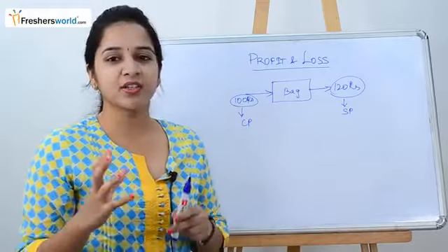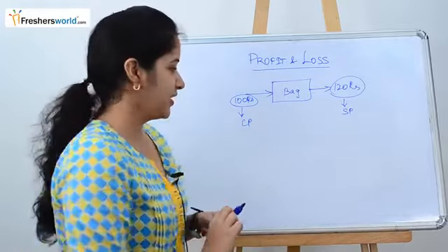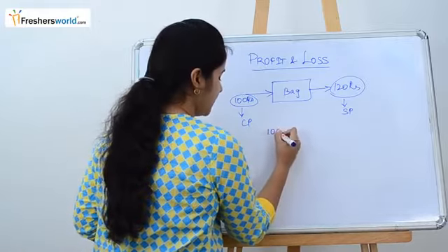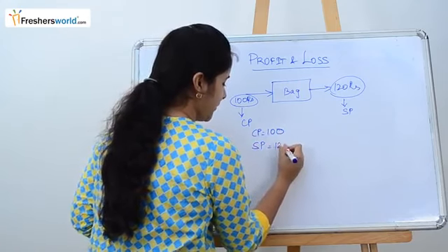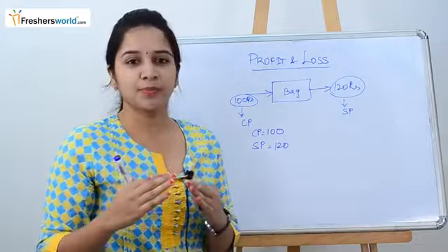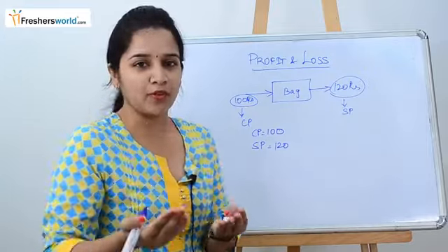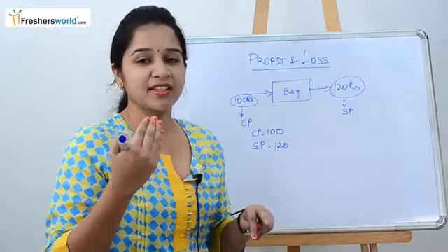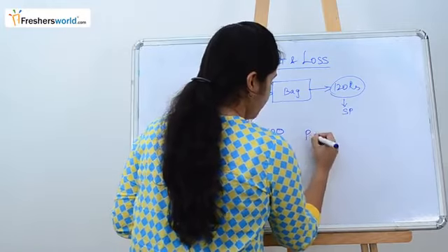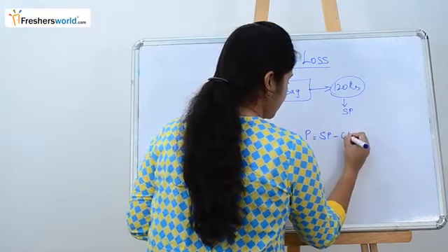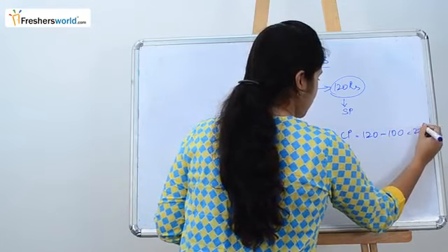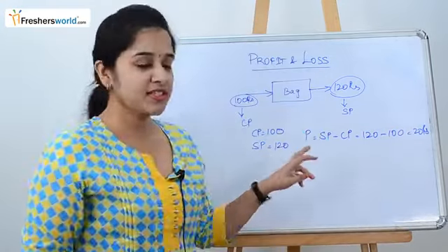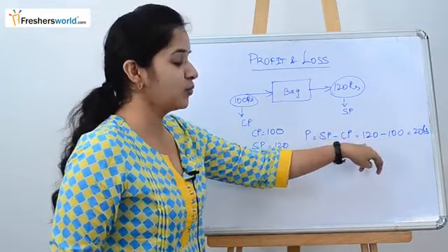So there is another concept called profit and loss. You got it for 100 rupees. Your cost price is 100 rupees and your selling price is 120 rupees. So you're selling it at 20 rupees profit. 20 rupees you're getting as extra. So your profit is nothing but selling price minus cost price, which is 120 rupees minus 100 rupees, which is 20 rupees. This is in case you are selling it at 120 rupees.